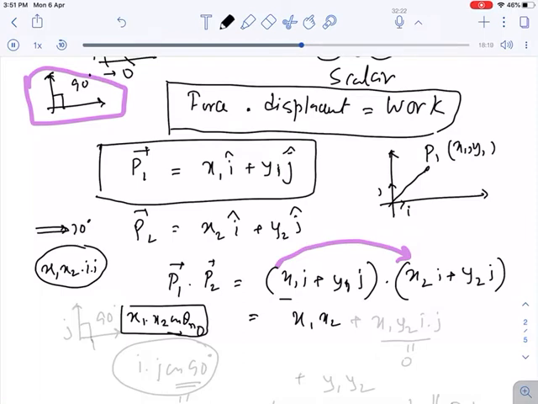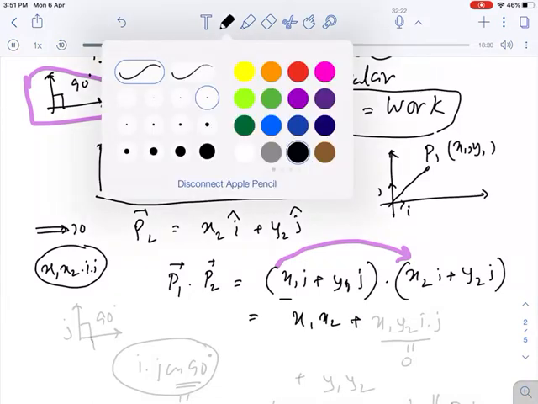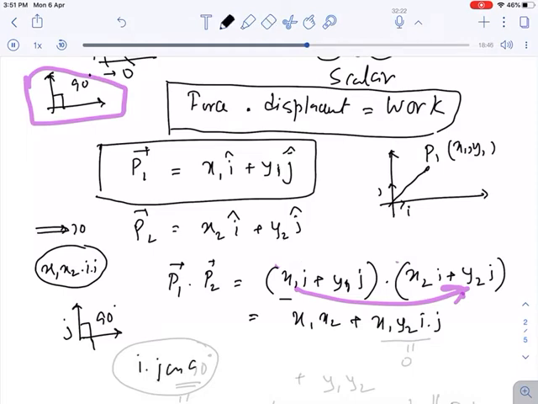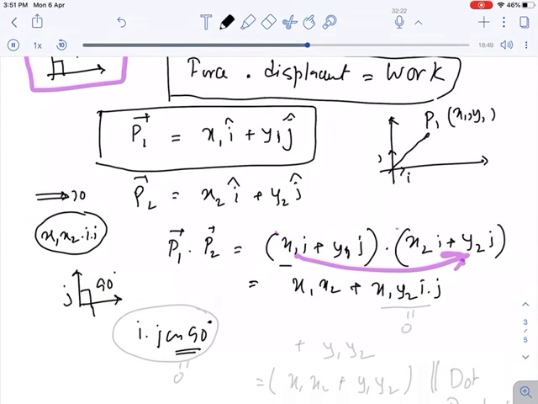Then I multiply x1 with y2. Now what will happen? This will give x1 y2 and i dot j. The angle between i and j is 90 degrees, so cos 90 will be 0. And if this is 0, the entire term will be 0.